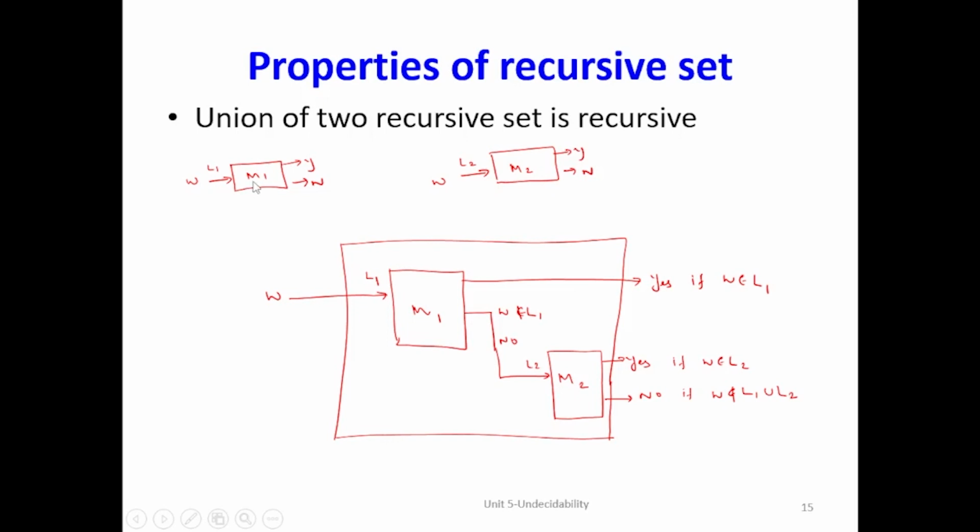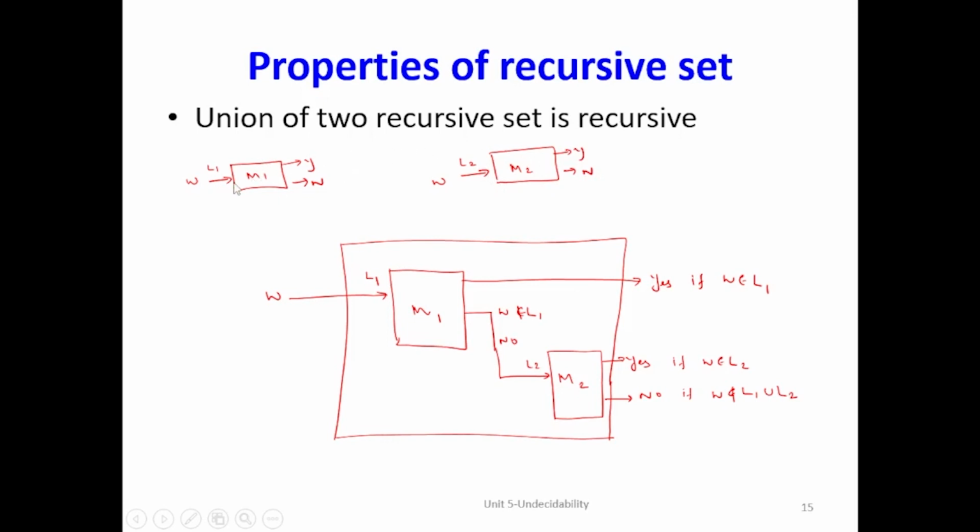Consider M1 as a Turing machine which accepts a language L1, and W is a string. If W is accepted by the machine M1, it produces yes as output, otherwise no output is produced. If it is no, the string is rejected by that language. The same input string W is given to the machine M2. It is another Turing machine that accepts another recursive language L2. If the same W is accepted by M2, it will produce yes, otherwise it will produce no. So these are all independent Turing machines.